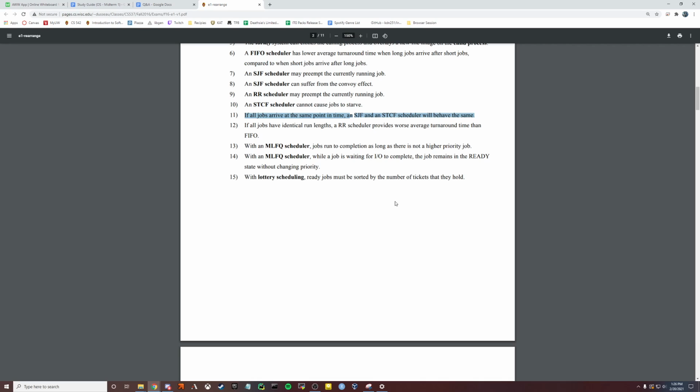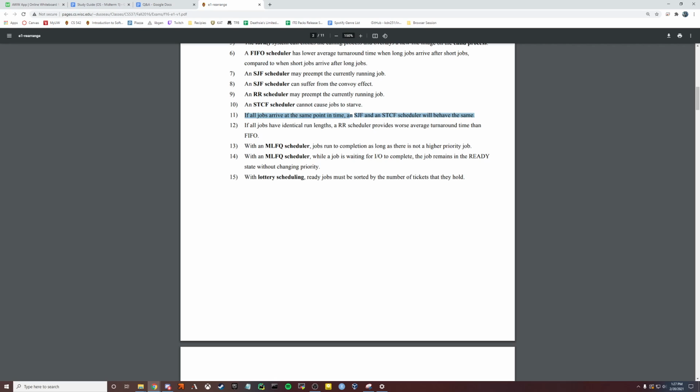Let's see. If they're all arriving at the same time, shortest job first is going to schedule jobs in time to completion in ascending order, right? So like a 1 second job, then a 2 second job, then a 3 second job. Yeah, if they all arrive at the same time, then whichever job is the shortest will complete first, and whichever job is the longest will complete last. So I think they would behave the same.